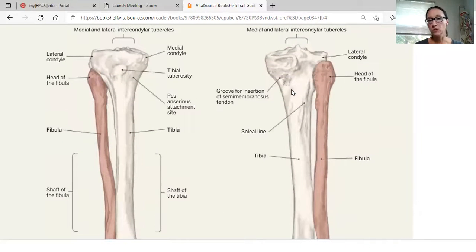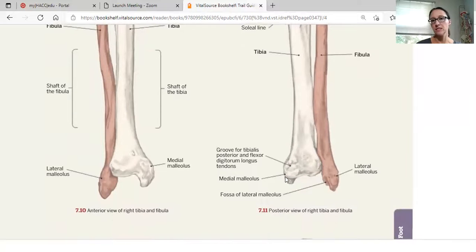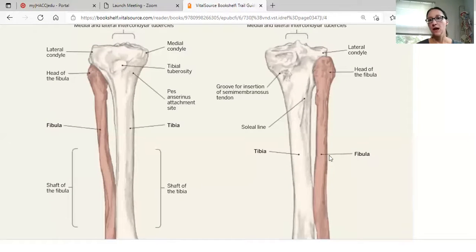We come up here to a posterior view of the tibia and fibula. We have the same kind of things, right? Here's the lateral side of the tibia. Again, because look, here's the medial malleolus. That's easy. Head of the fibula, shaft of the fibula, shaft of the tibia.